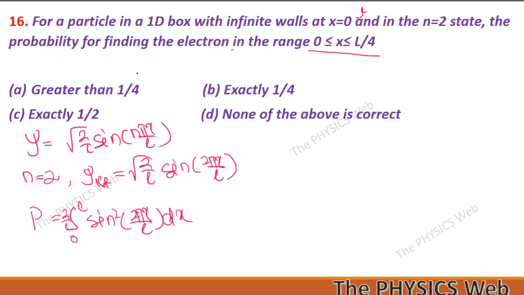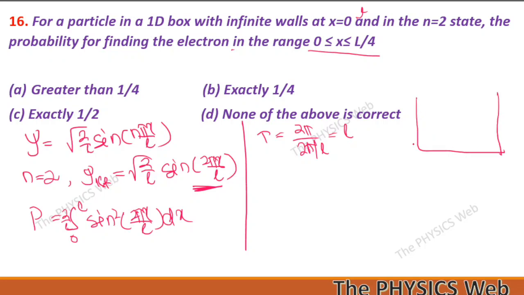But you can see the question is not asking for the exact value. The options are greater than 1 by 4, exactly 1 by 4, exactly 1 by 2, or none of the above. For this type of question you can draw the graph and tell the answer. For this wave function the period is 2 pi by 2 pi by L, so the 2 pi cancels and it will be L. So the period of the wave function is L, which means it will look like this. This is L by 2, this is L, and this is 0.